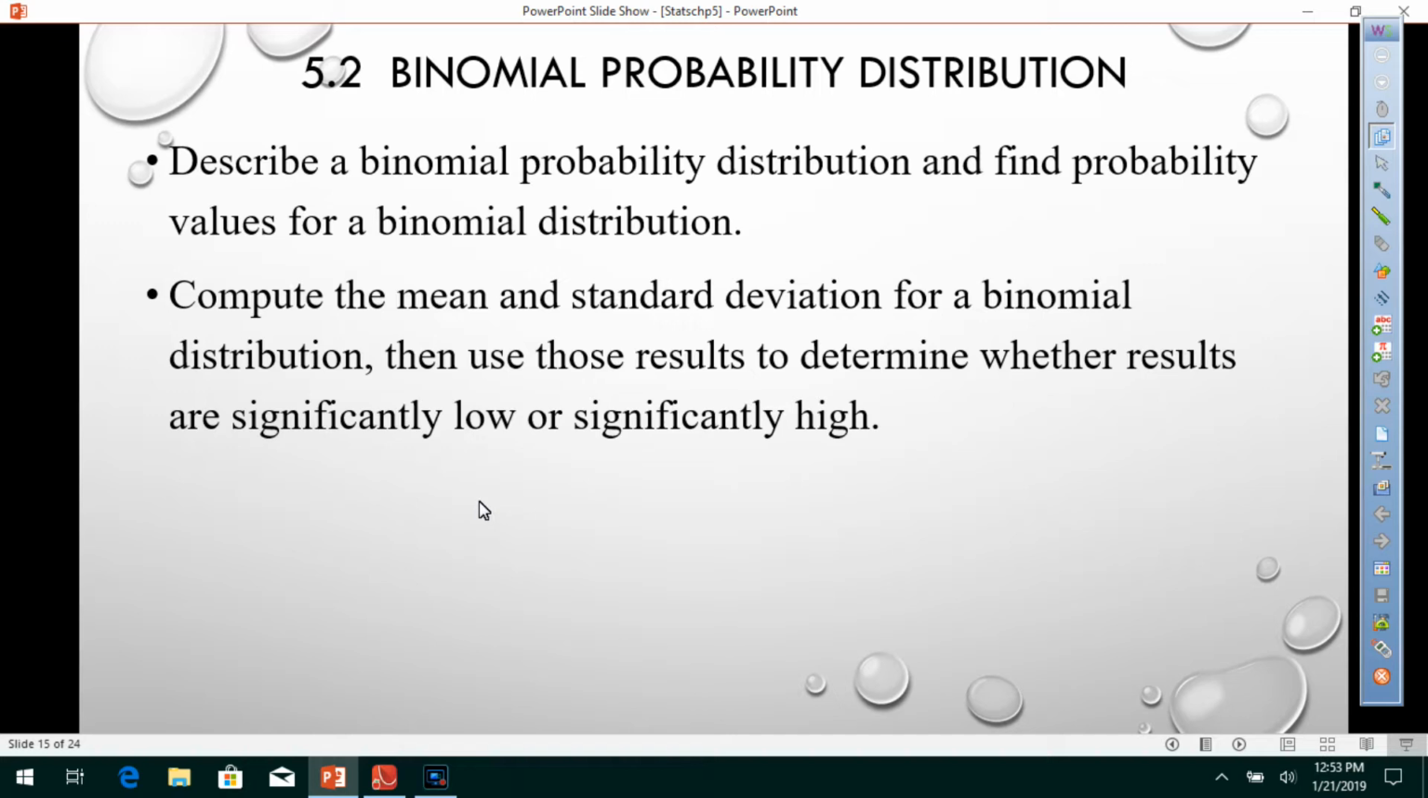This binomial distribution is actually one particular category of the discrete probability distributions, okay? There are others, but we're only going to study the binomial today.